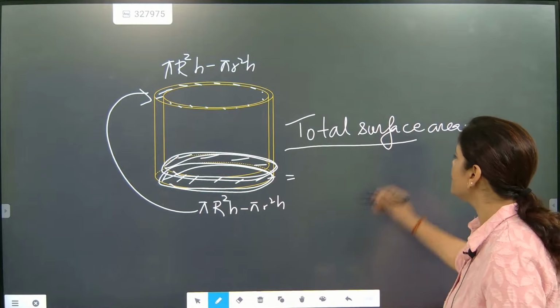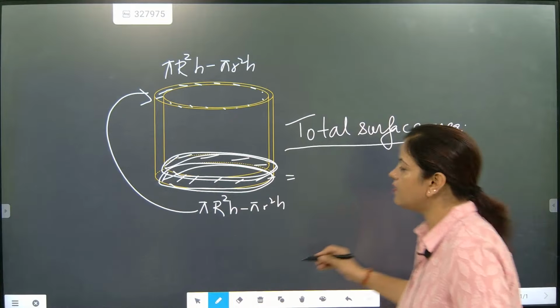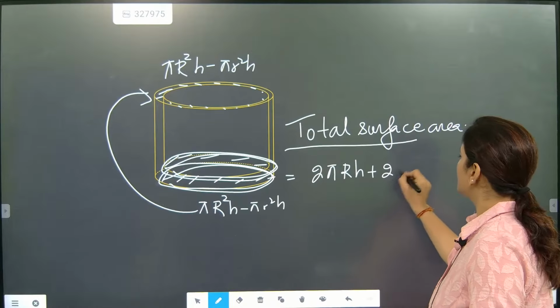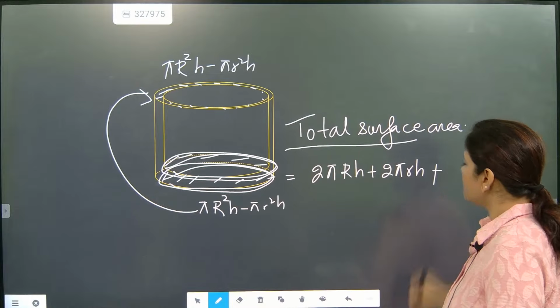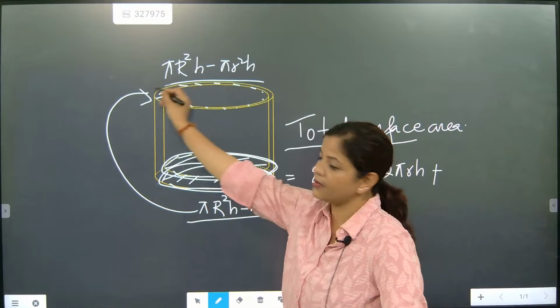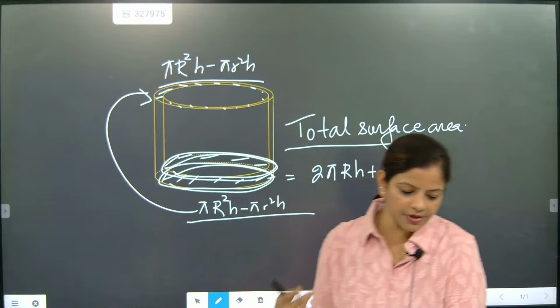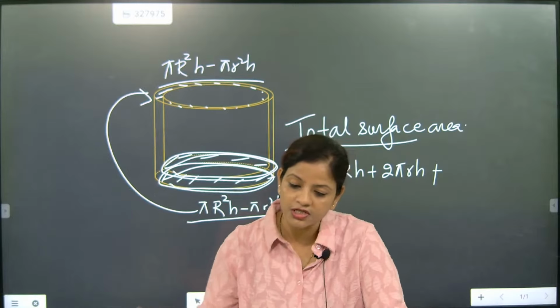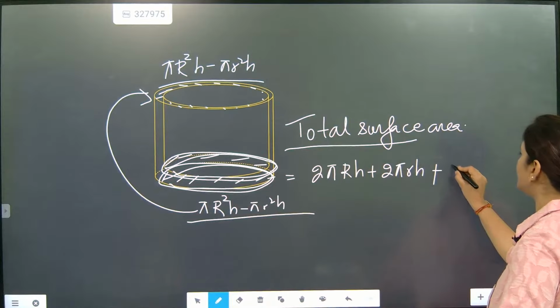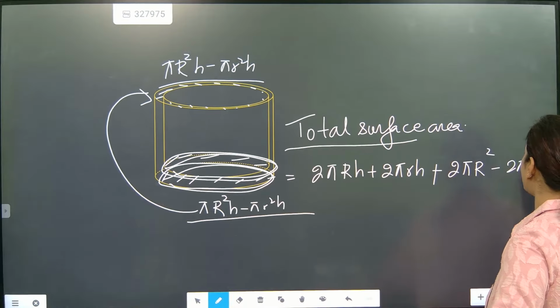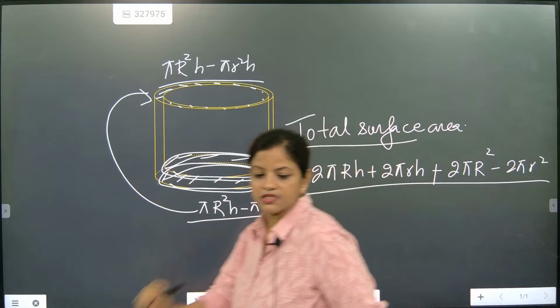That's not a problem. So now look here, what will the curved surface area become? 2 pi rh plus 2 pi rh, plus these two sections. That will come as the total surface area. You make it simple: 2 pi rh plus 2 pi rh plus 2 pi r square. This will become the total surface area.